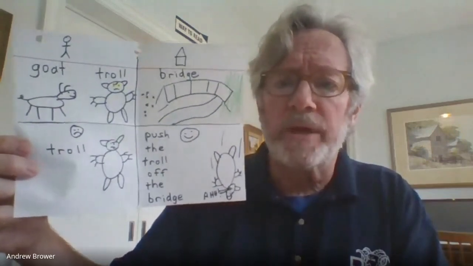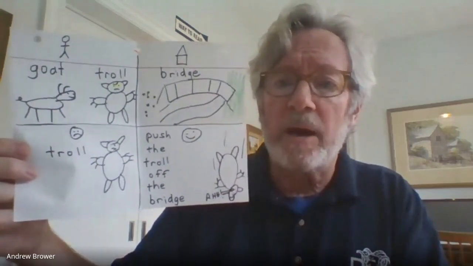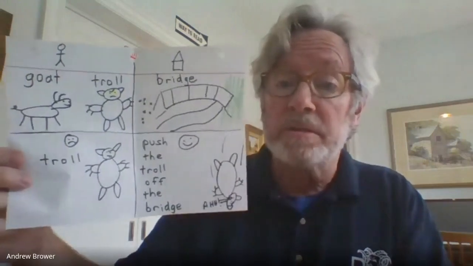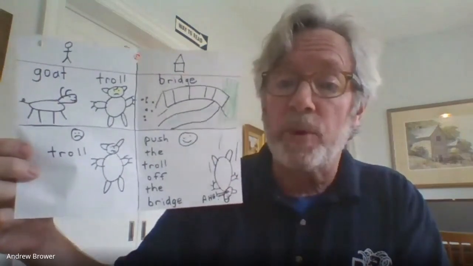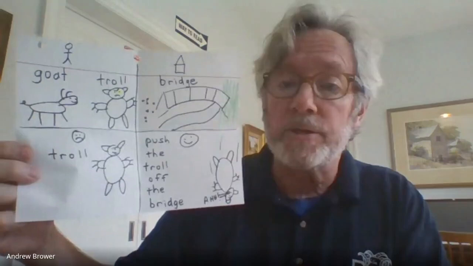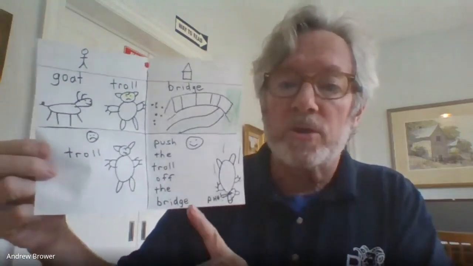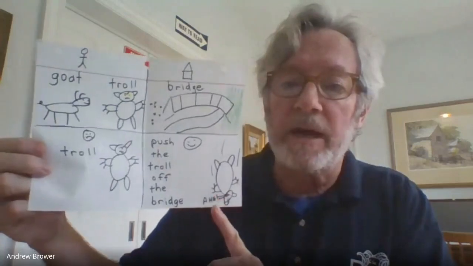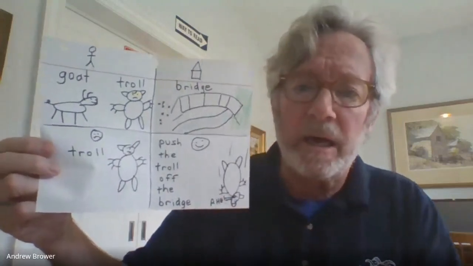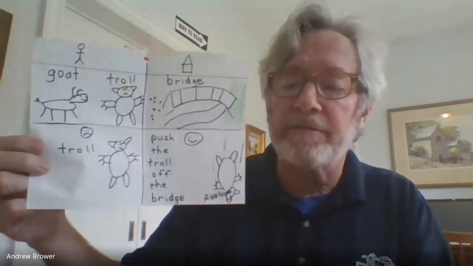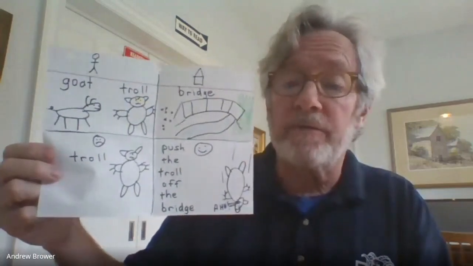Because that's what the troll does. He has a mean face. Now, the solution was, the way to make things better is we have to push the troll off the bridge. I know that's a lot of words. So if you can't write all those words, just draw a picture of the troll upside down falling off the bridge. Ah, the big billy goat pushed him off the bridge. So that's how we solved the problem.